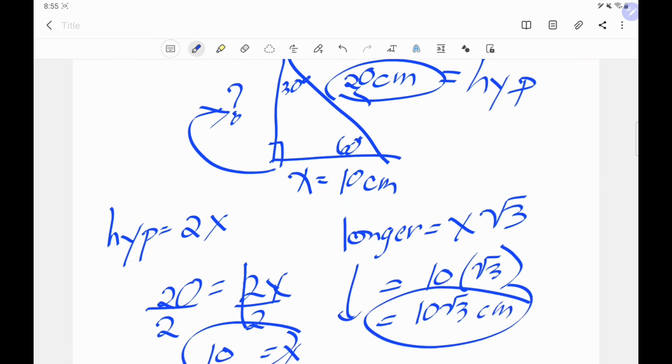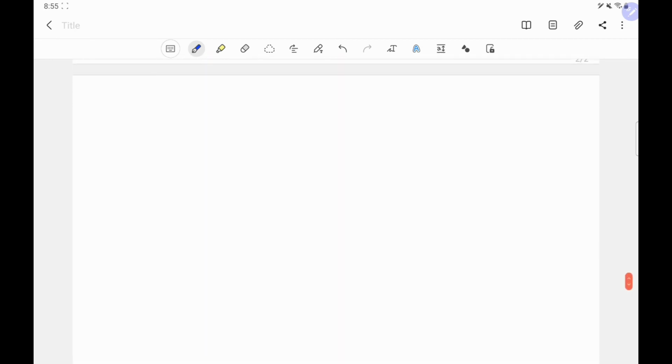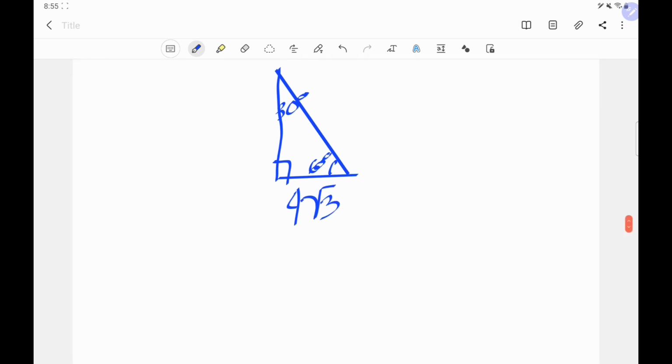All right. Now, let's have another example. What if the given is the longer side and you're asked to solve for the shortest side and the hypotenuse? For example, here. Okay, this is your 30 degrees, all right, and this is your 60 degrees, and this is your 90 degrees, and the given here is, let's say, 4 square root of 3. The given is the longer side, 4 square root of 3.